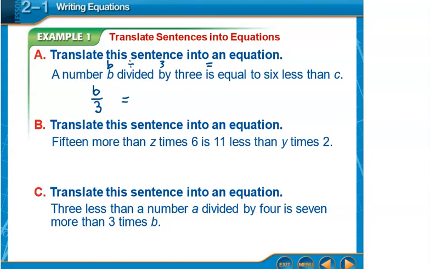Is goes with equal. 6 less than c. 6 is just the number 6. C is just the number c. Less than is a minus, but the than word means that you're going to flip that. So this will be c minus 6.